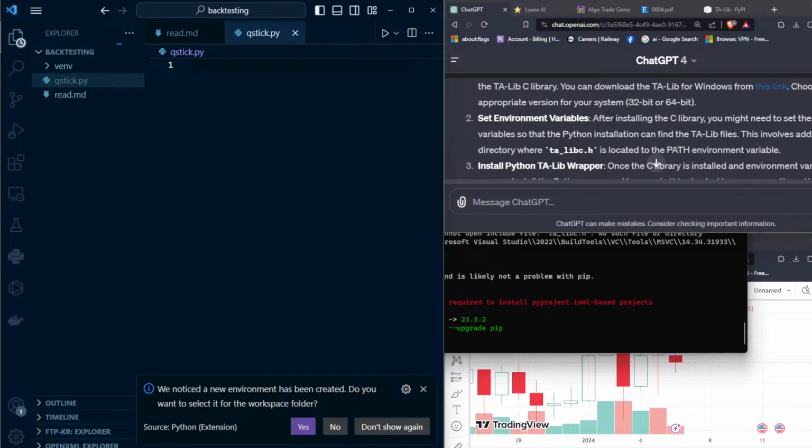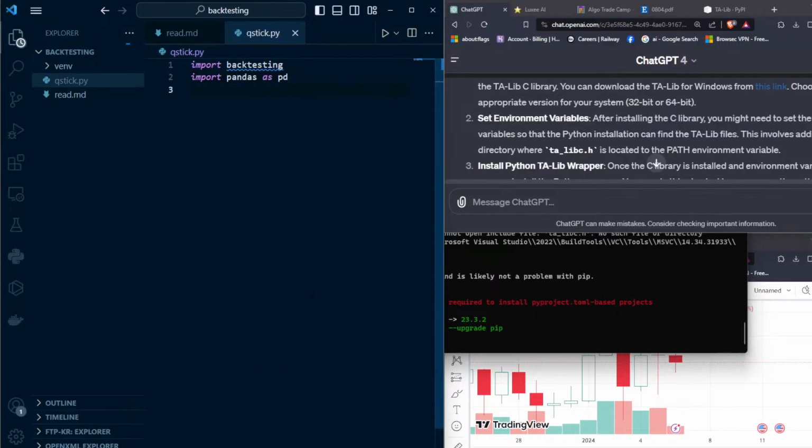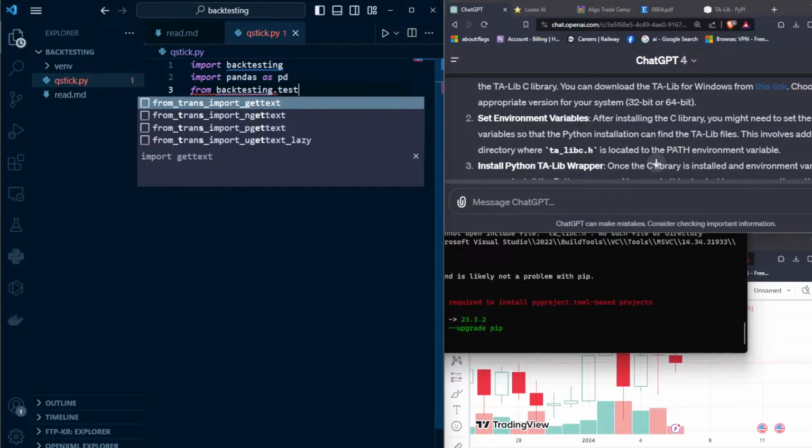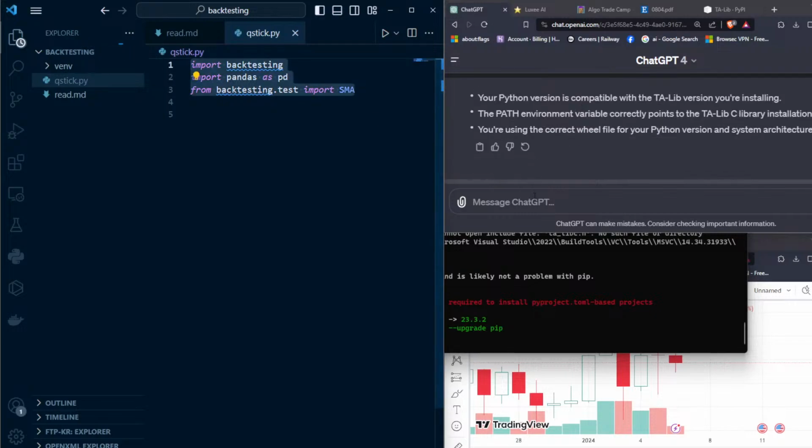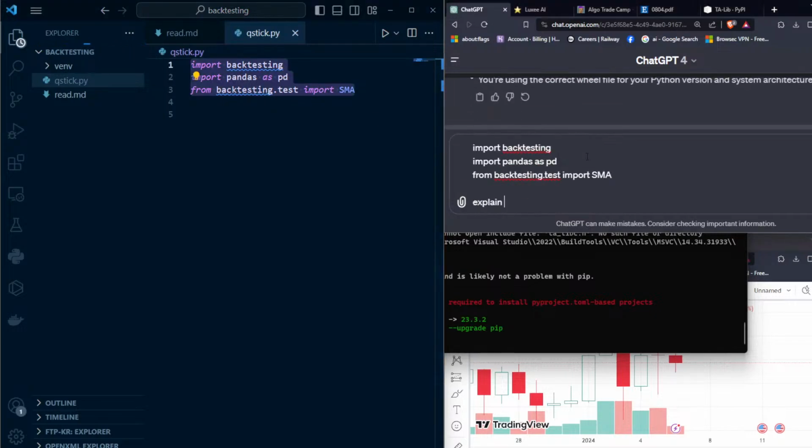Okay. First of all, we need to import the backtesting module we just installed and import pandas as pd and import the SMA. SMA is an indicator. We're gonna use it in our backtesting of this strategy. For example, if you don't get what these are, you could head to ChatGPT and say, explain this to me.